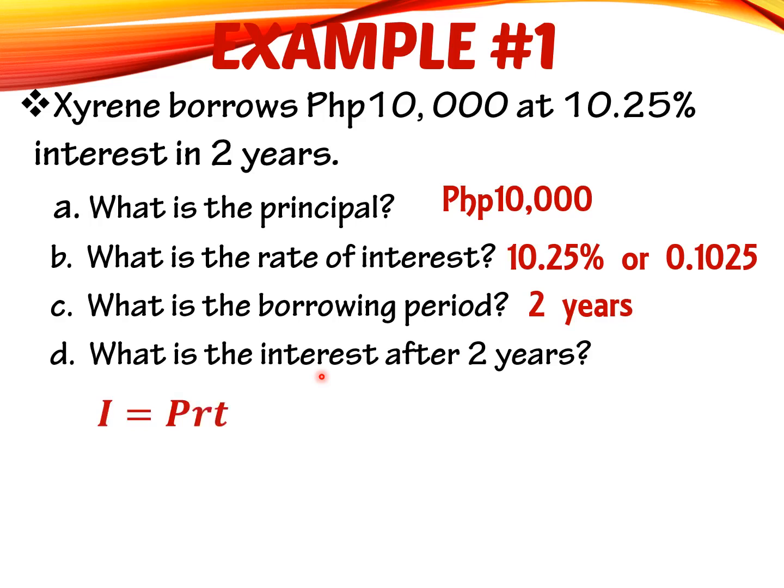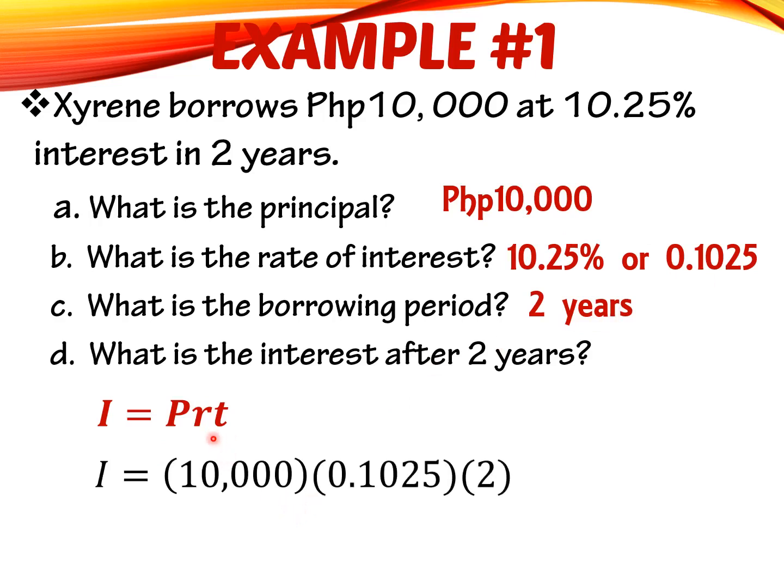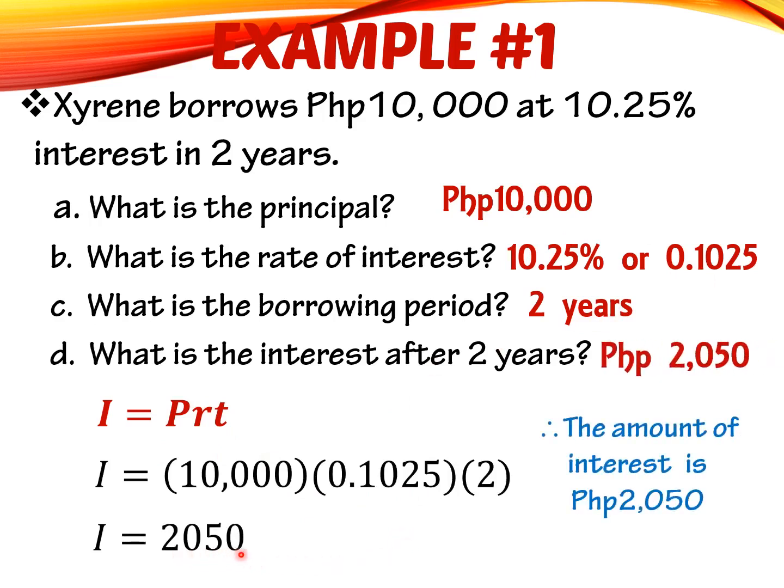So that will give you the formula I is equal to P times R times T, or principal times rate times time. So all you have to do is to substitute the given here in the formula. So your rate should always be expressed in decimal. And then multiply everything, so you have 2,050. Therefore, the interest, or the amount of interest after 2 years, is 2,050.